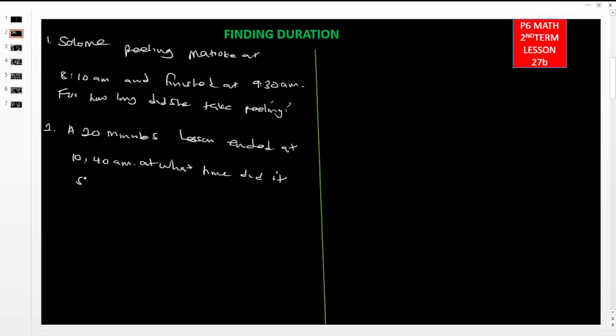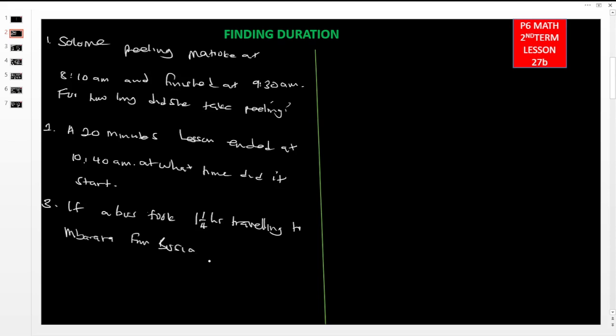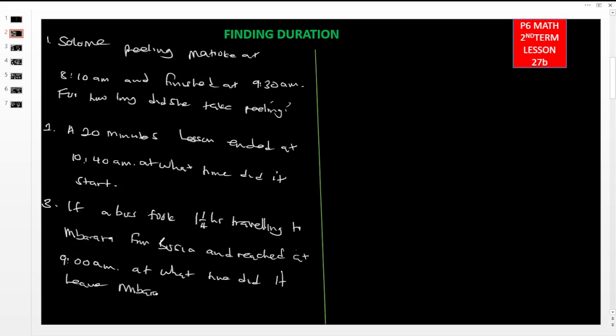Number 3: if a taxi took 1.25 hours traveling to Mbarara and reached at 9 a.m., at what time did it leave? So you have to read and understand.